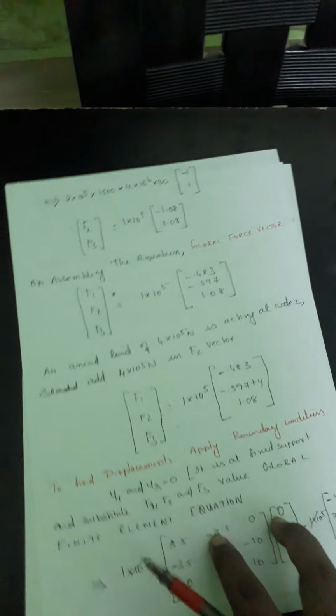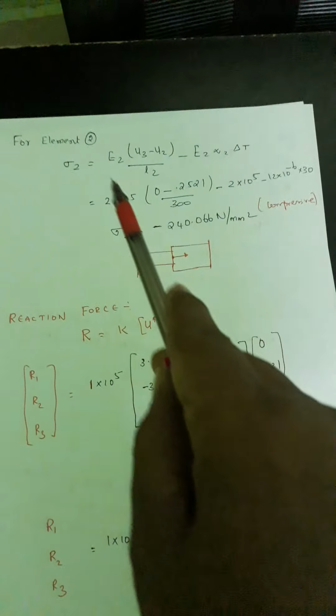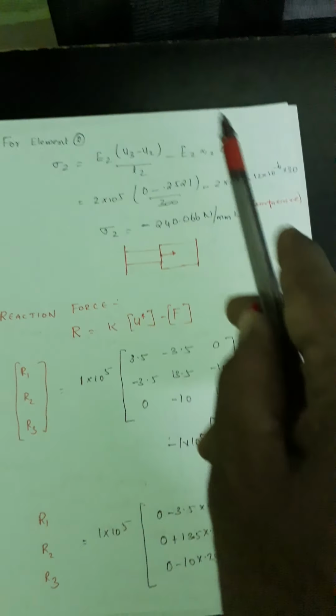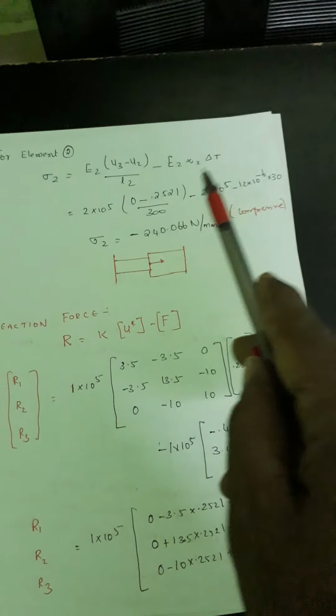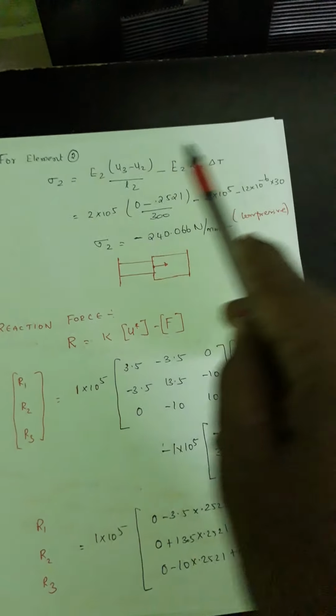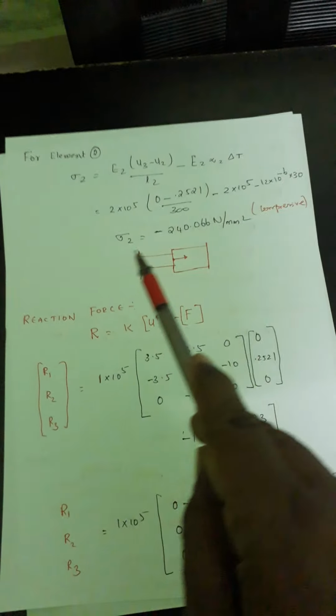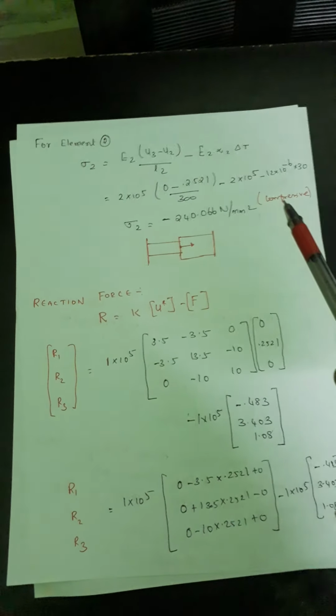Next, we have to find sigma 2. Sigma 2 is for element 2. Element 2 has nodes U3 and U2. The difference of these divided by L2, minus E2 alpha 2 delta T. You just substitute in this equation. You completely substitute in this equation, and you will get this. Here it is a minus sign, which indicates a compressive force.